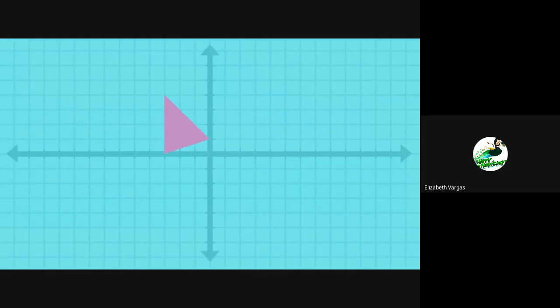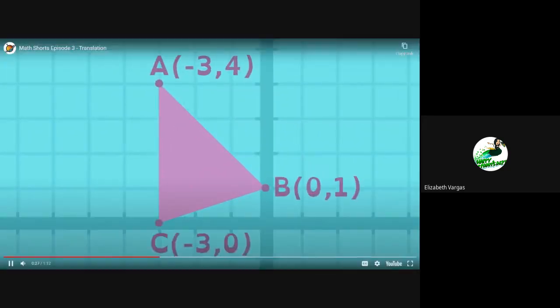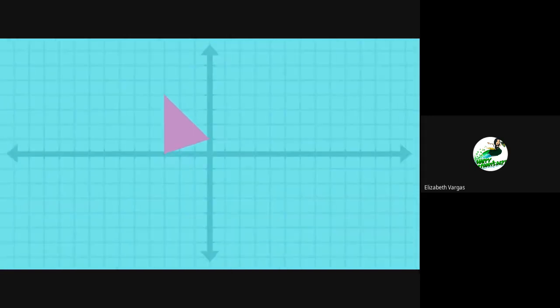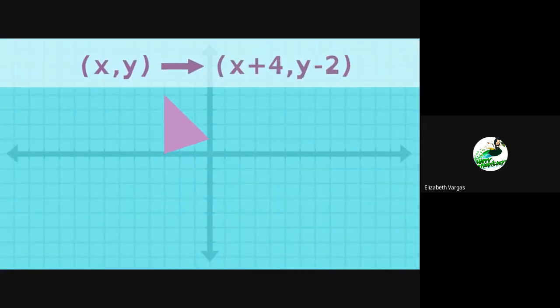Here's how it works. Say we want to move this triangle to another location on a coordinate plane. First, we name the ordered pair for each of the shape's vertices. Then, to show where the shape is moving, we can use a mapping notation to show the translation.